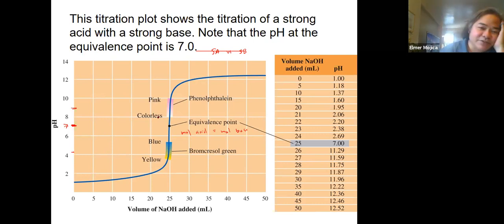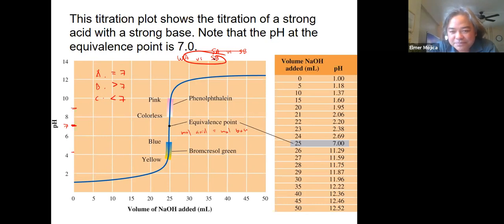Now, what do you think happened when the titration is between a weak acid and a strong base? Where do you think is the equivalence point? What's the pH of the equivalence point? Okay, if I put here A, B, and C, so these are the choices. What is the pH of the equivalence point when you're titrating weak acid and strong base? Anyone? Because those are the type of question that will come out.